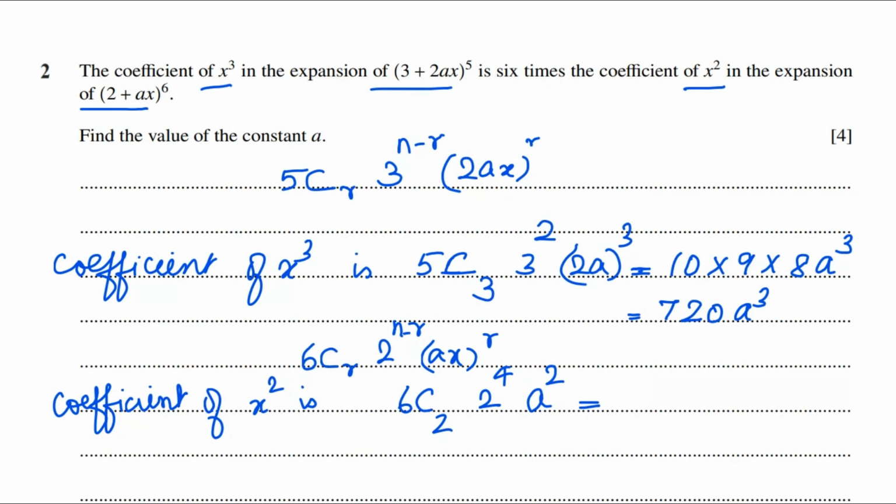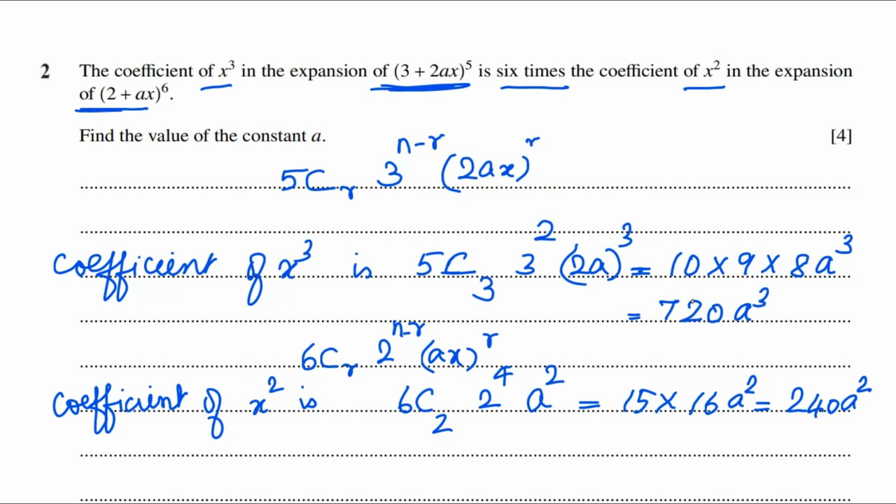So 6C2 is 15 multiplied by 16a squared, which is equal to 240a squared. It's given that the coefficient of x cubed in this expansion is 6 times the coefficient of x squared in this expansion.